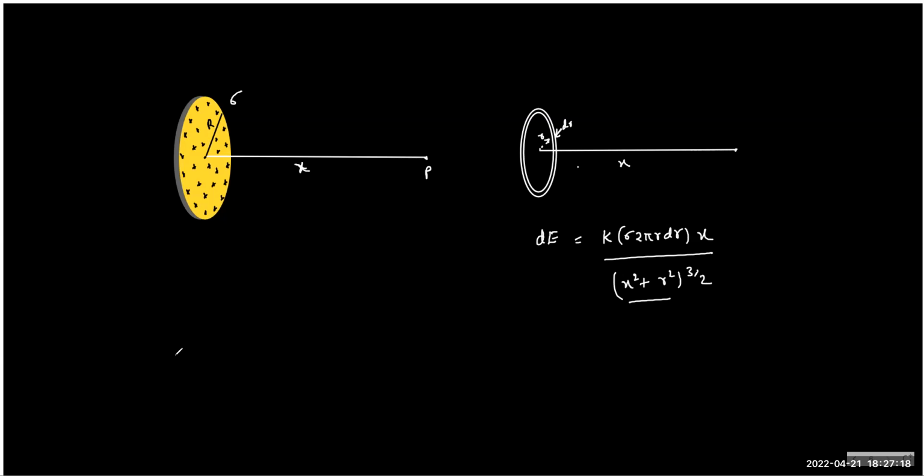Sir, I'm getting 2k sigma x into (1 by x minus 1 by square root of x square plus R square). Yeah, correct. So if you simplify, we get the answer sigma by 2 epsilon into (1 minus x upon square root of x square plus R square). Yes, sir. Well, this is the right answer.